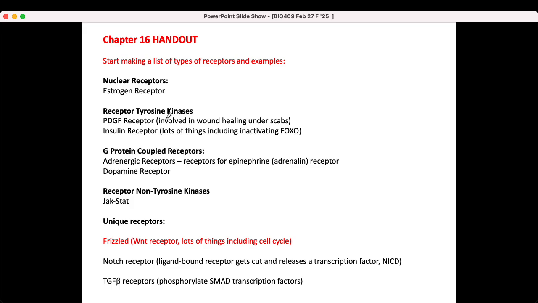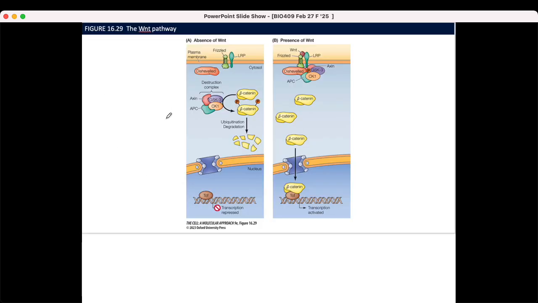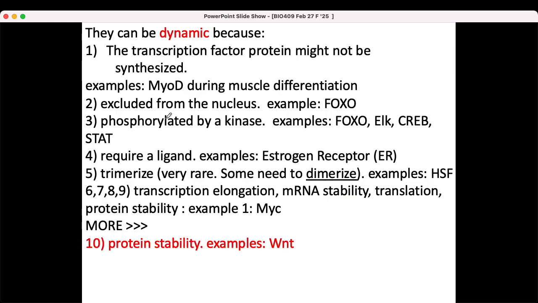So another unique type of receptor, super, super important. Orthologs found it everywhere, not just the Wnt and the frizzled, but the whole pathway. So what happens there? And our book shows this pathway. What happens when frizzled is activated by the signal pathway Wnt is that a transcription factor called beta-catenin gets stabilized. And when it gets to do its job, it activates transcription. So in this example, what's happening is that we stabilize the protein.